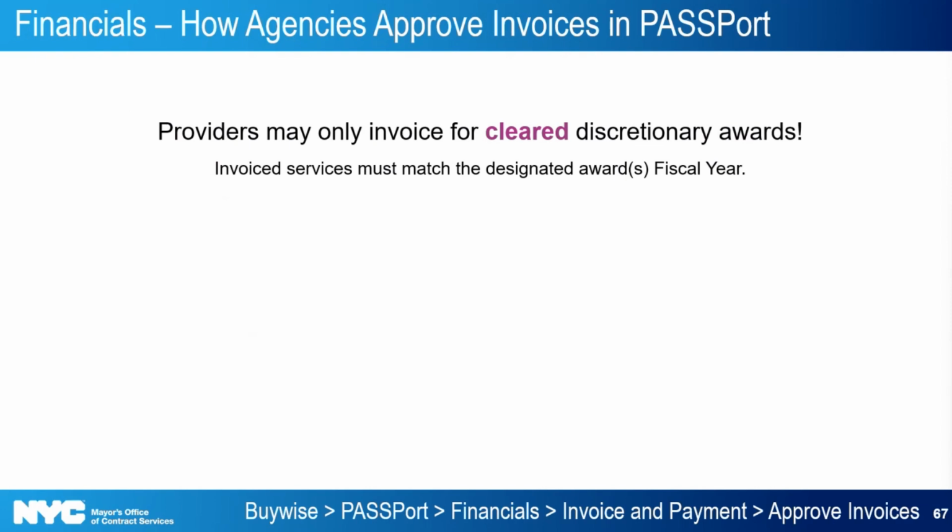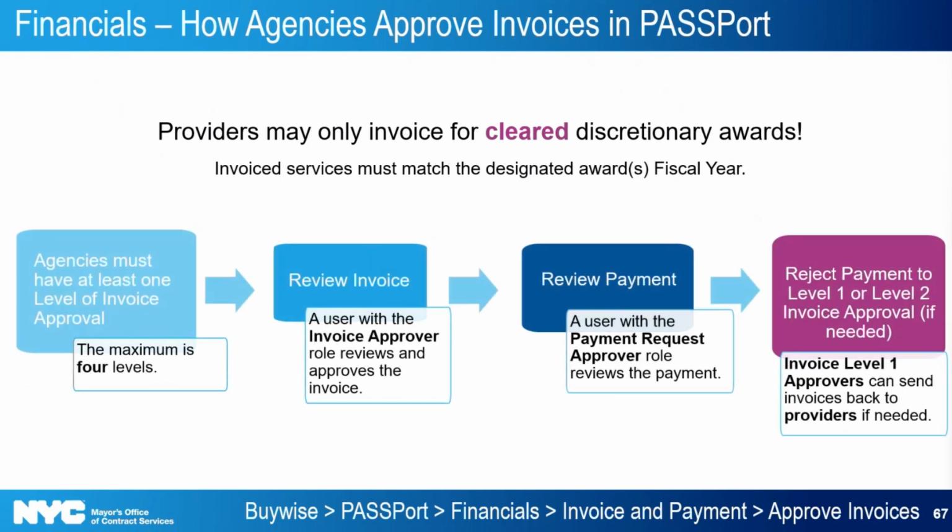Now, discretionary awards are based on a reimbursement model, meaning that organizations must invoice against their approved budget to receive the funds. This means only invoicing for cleared discretionary awards. Additionally, invoice services must match the fiscal year of the designated awards. Again, agencies must have between 1 to 4 levels of invoice approval.